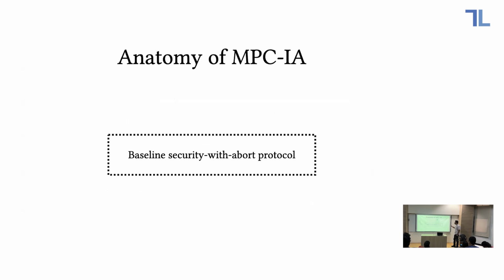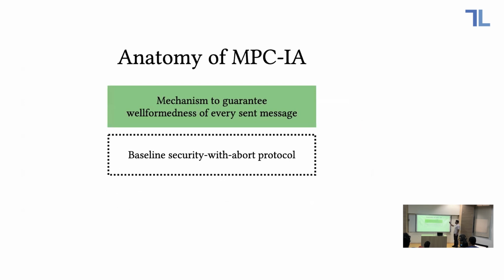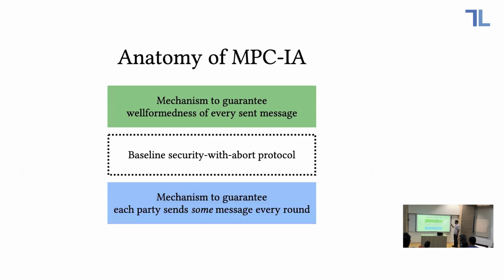At a high level, this is of course not a tight characterization or anything, but most MPC protocols that achieve identifiable abort follow this very rough structure, which is that there's some sort of baseline security with abort protocol, on top of which we can guarantee that every message that's sent in the protocol is well formed. And underneath this protocol, think of it as a network layer, there's some mechanism that makes sure that every party says something in every round.